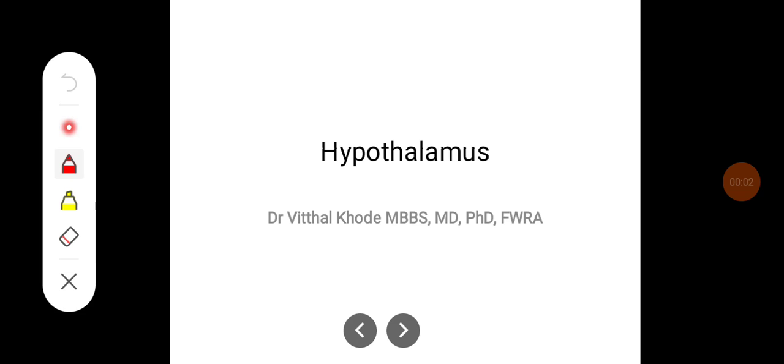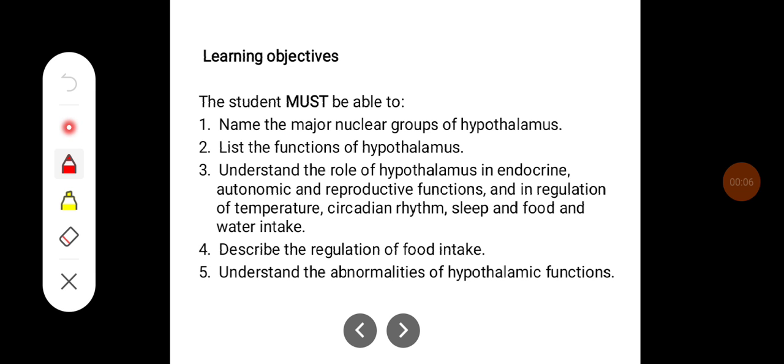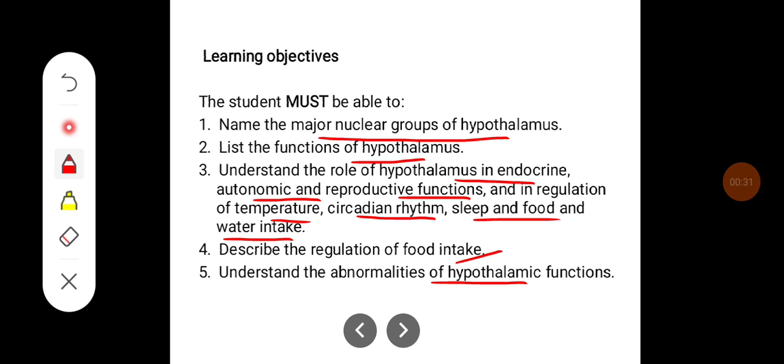Hello everyone, in this class we'll try to learn about the hypothalamus. The learning objectives of this class would be to name major nuclear groups of the hypothalamus, list the functions of the hypothalamus, understand the role of the hypothalamus in endocrine, autonomic and reproductive functions and in regulation of temperature, circadian rhythm, sleep and food and water intake, describe the regulation of food intake and understand the abnormalities of hypothalamic functions.